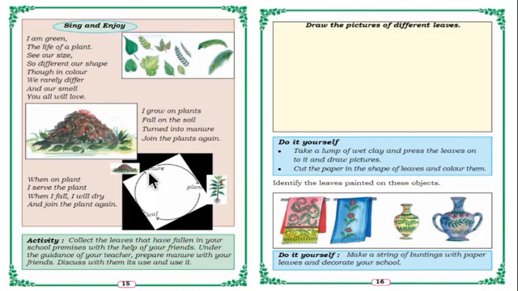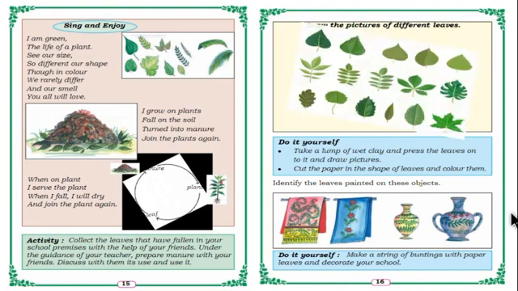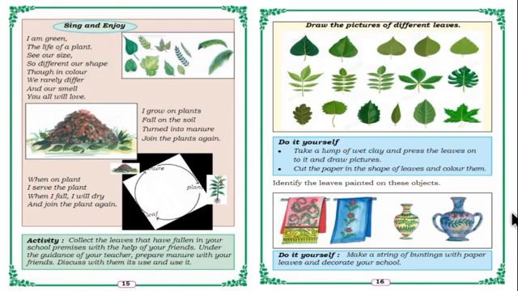So here you can see manure means this mud and all. Plant, again leaf, again manure, plant, it is a circle. So next activity is draw the pictures of different leaves. So I have drawn like this. Even you have to do it in your textbook page number 16.